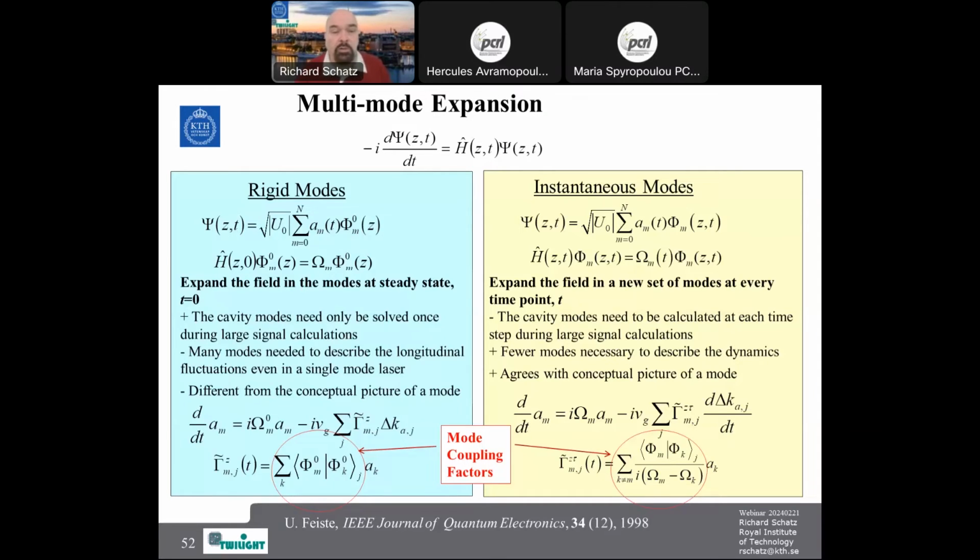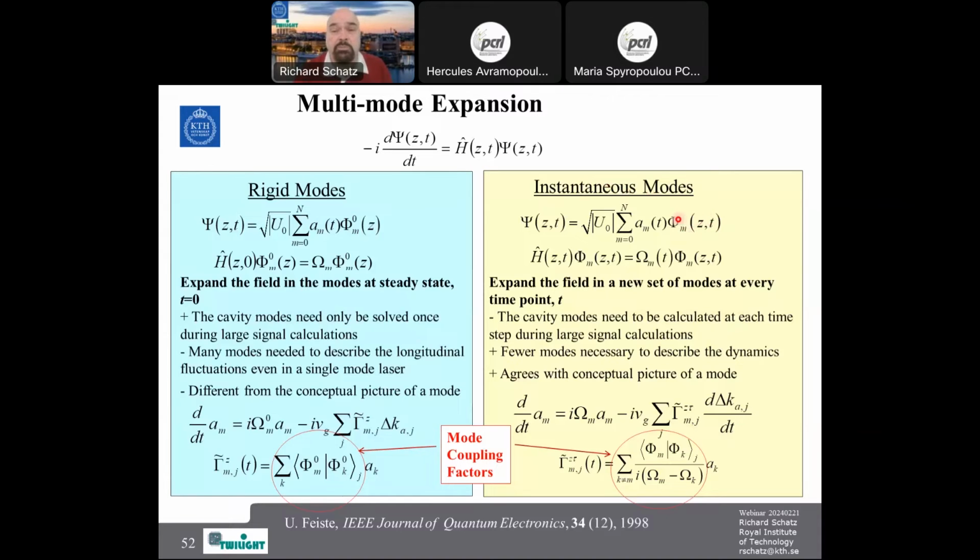Rigid modes are the modes at threshold. After that, you have fixed your eigenfunctions. So that means that if you have a single mode model, it cannot take into account chirp or how the intensity changes during modulation. To do that, you need many modes in the rigid mode model. The rigid modes are fixed. They are not time dependent. They only depend on the space coordinate. Whereas with instantaneous modes, even a single mode model can be time dependent.